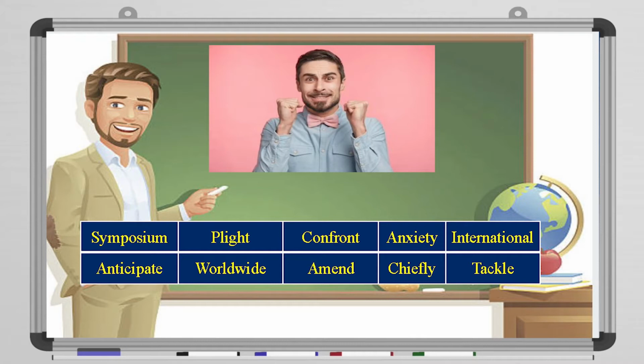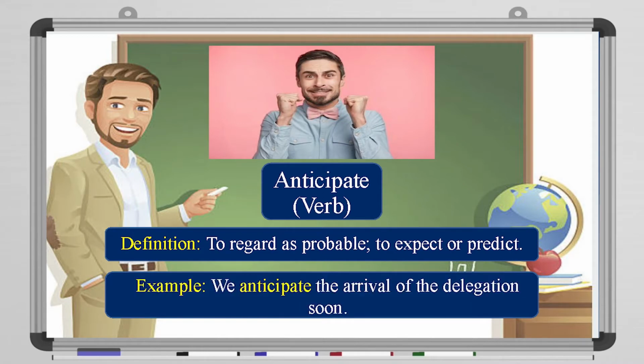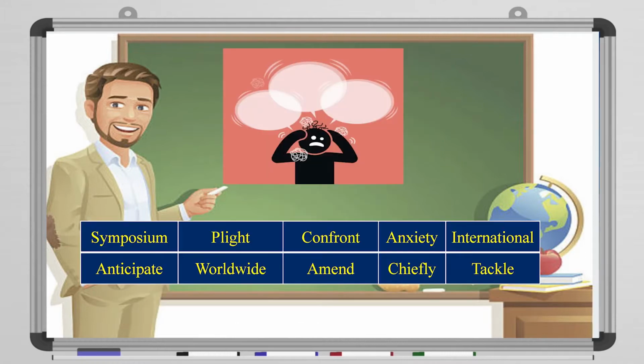I can't wait for something to happen. So when you're doing this, what are you doing? You are in anticipation. Very good. So when you anticipate something, anticipate is a verb, and it means to regard as probable or to expect or predict. So if you look at the example, we anticipate the arrival of the delegation soon. Did you get that one? Let's look at the next.